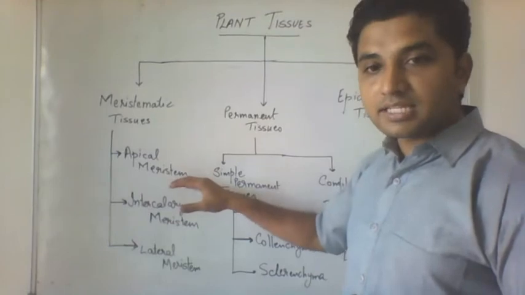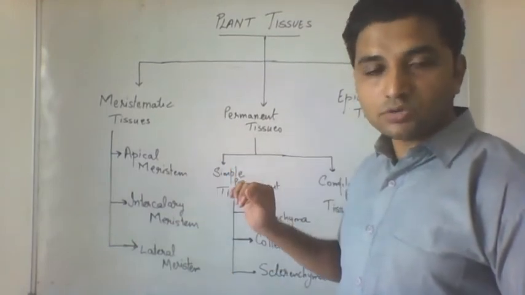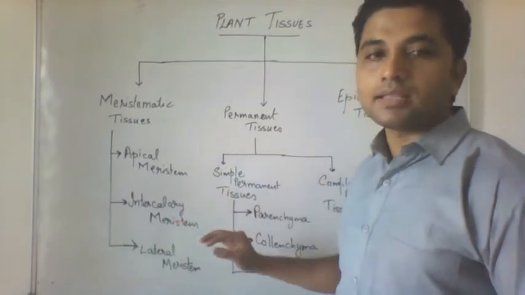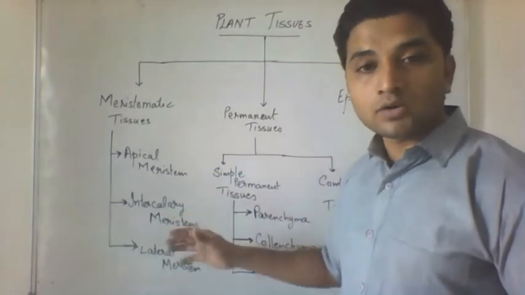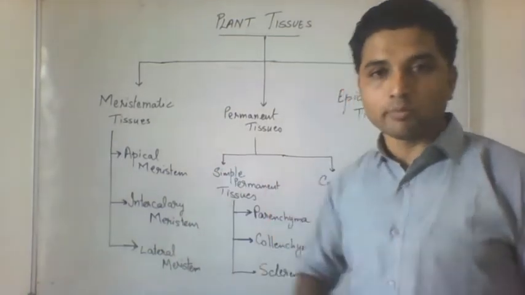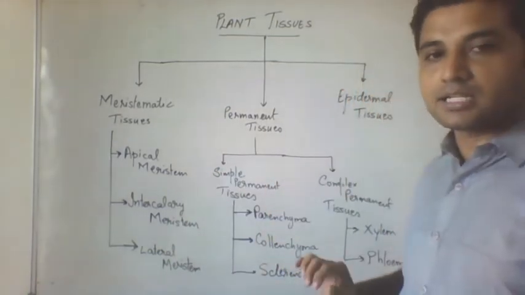And then we will see the three different types of meristematic tissues: the apical meristem, the intercalary meristem, and the lateral meristem. What do they mean? Where are they present? What are their functions? We will go into detail in a few moments. But before that, let us see these cells also.